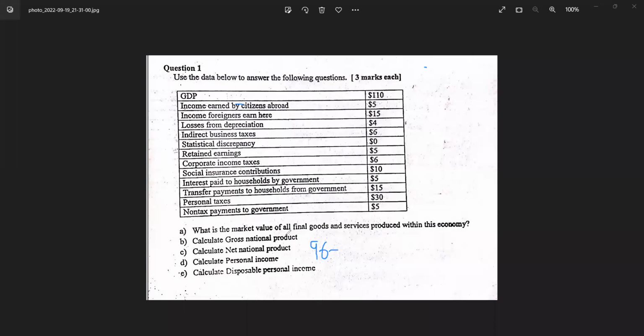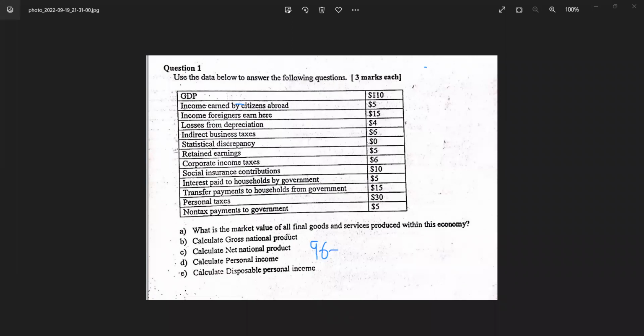I haven't seen it before. Where did you see it? In the slide. Please, how many of you have seen it in the slide? Because I haven't seen it myself. Should I send it to the group? Okay, send it to the group and let me see. How many of you have seen that NNP minus a statistical discrepancy gives us national income? I haven't seen anything like that.